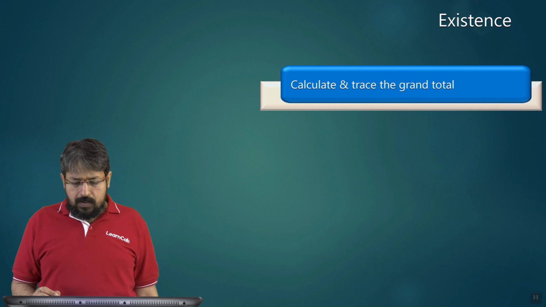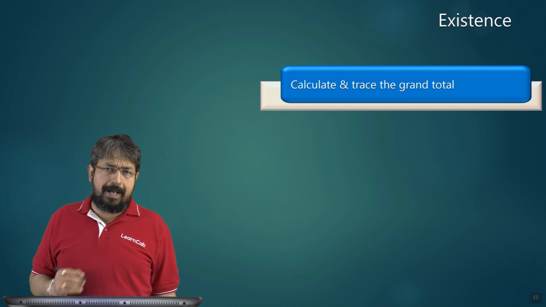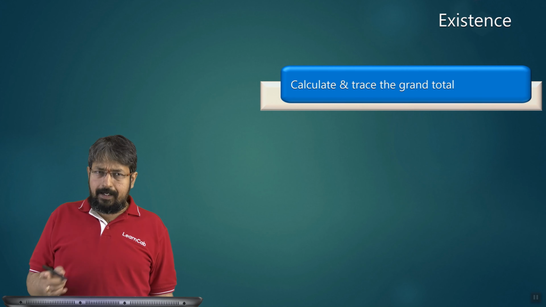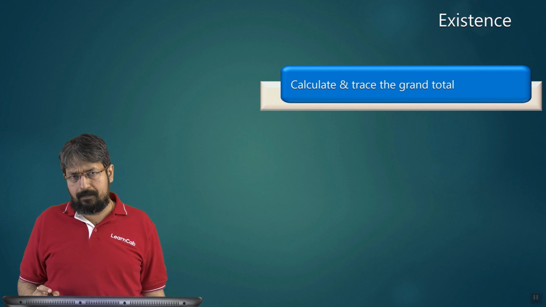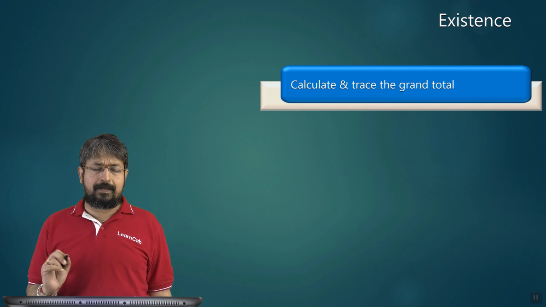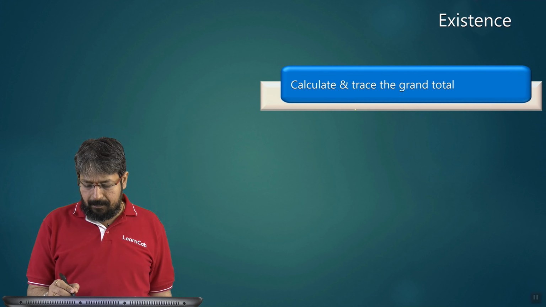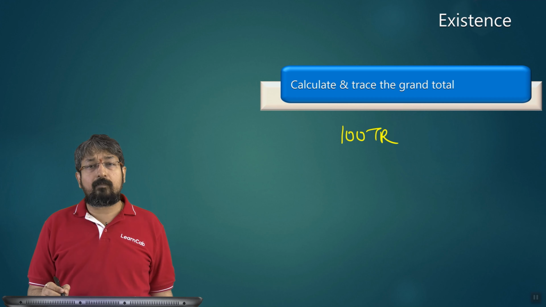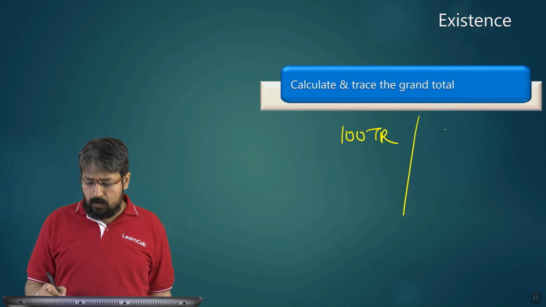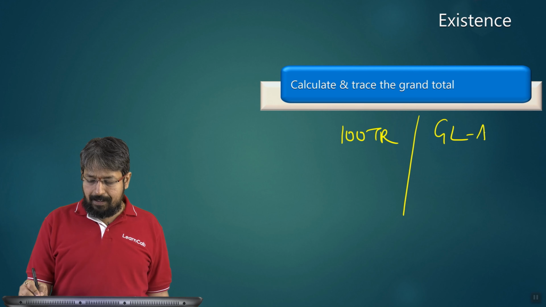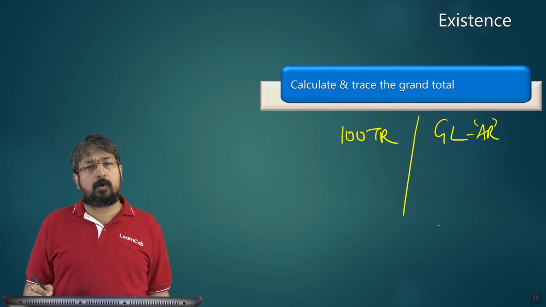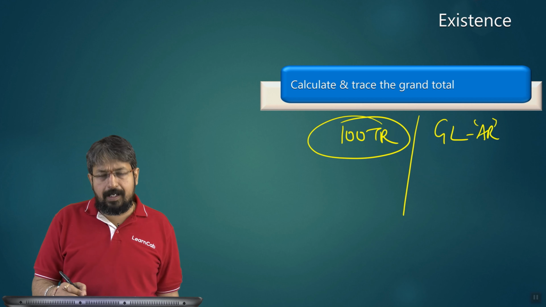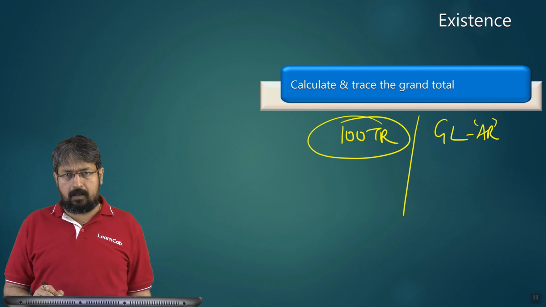And also ensure that you make a total calculation of all accounts receivable and trade receivable and trace it to the grand total, and the total should match with the GL. See what happens, for example, if you have 100 trade receivable accounts. In the GL there will be an account receivable, which is nothing but a part of trade receivable only. Here you will pass an entry into each individual trade receivable account.